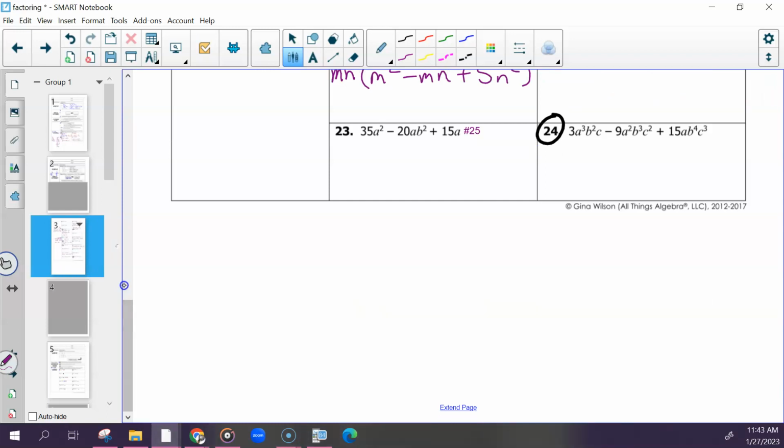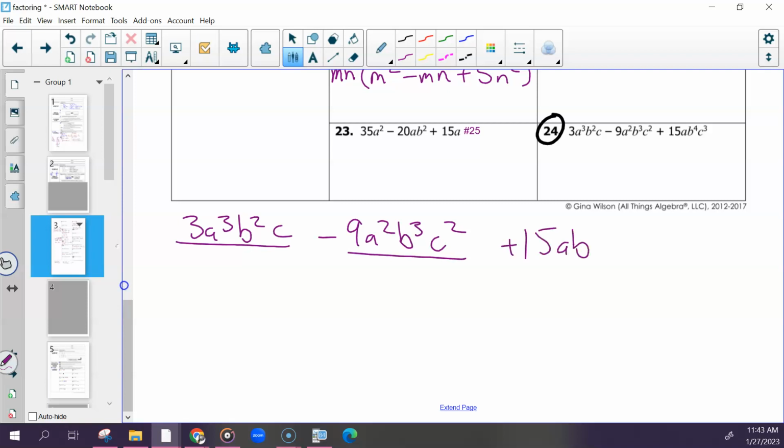Last one, 24. So I'm going to write this out because there's a lot of variables, a lot of numbers, just so we see what all is happening. What is the highest number we can divide out of all of these? 3. a b squared c. A was right, B squared was right, and you said 1, yes.